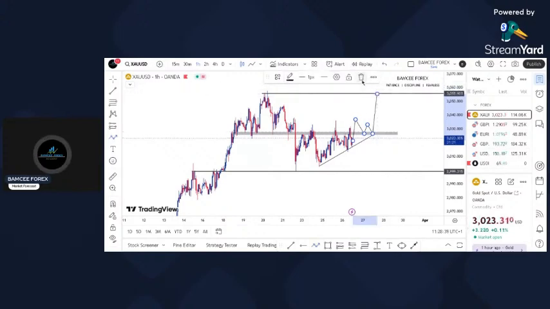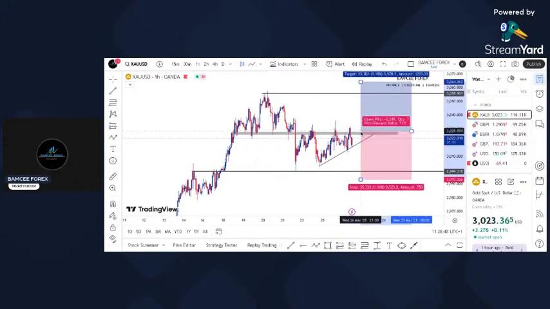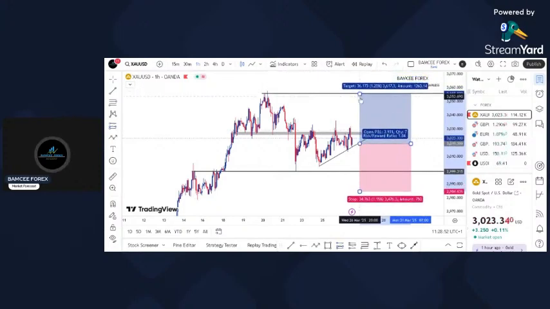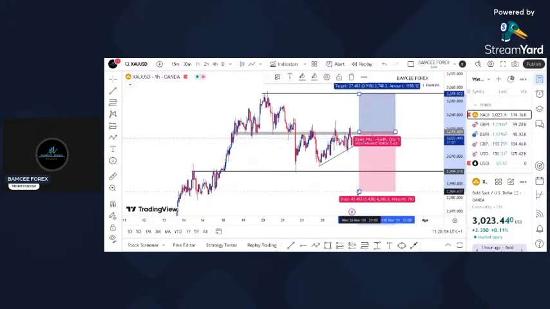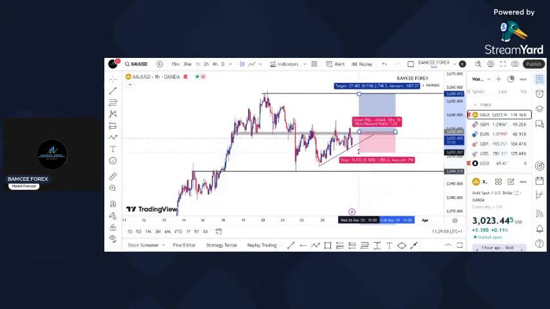Then around this zone, I'll be looking for a chart pattern, which is the next resistance level. So that's what I'll be looking for on XAUSD, for price to break out from that zone and give me a buy opportunity right here. Then my take profit, which is my exit level, should be around that zone. And my stop loss will be a little bit below the trend line.